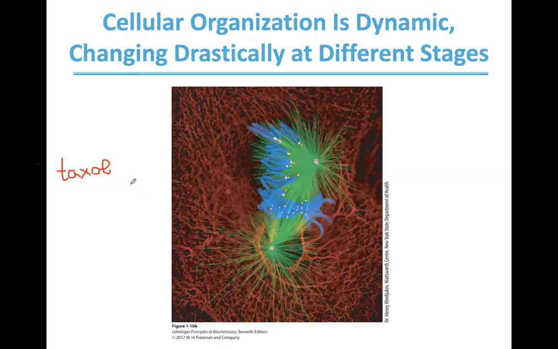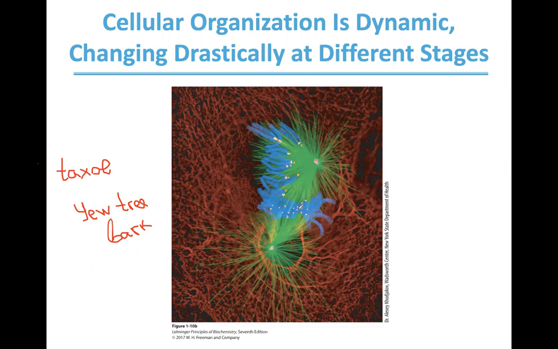It's a famous drug which is isolated from the Pacific yew tree, and specifically, it's isolated from the bark. What this drug does is it binds to these green microtubules and disrupts the formation of the mitotic spindle. And so a cancer cell cannot divide.